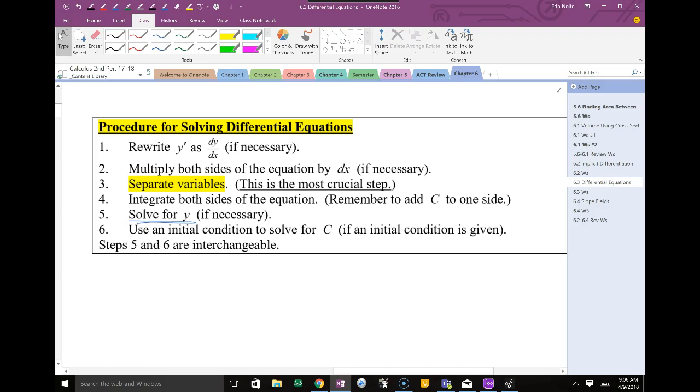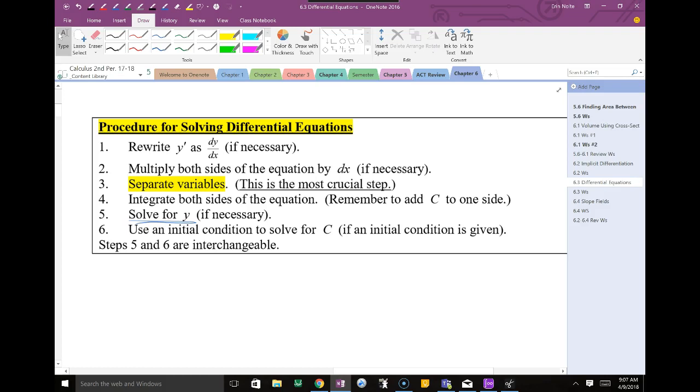Okay, once you have your separation of variables, your fourth step is to integrate. So you're going to undo the derivative. Okay, hopefully you remember that you're adding 1 to the exponent and dividing by it. Okay, you're going to add c to one of the sides. We're going to keep that on the side that has the x in it because our last step is going to be to solve for y. So we're just going to put that on the x side. Okay, and your last step there is going to be to solve for y.